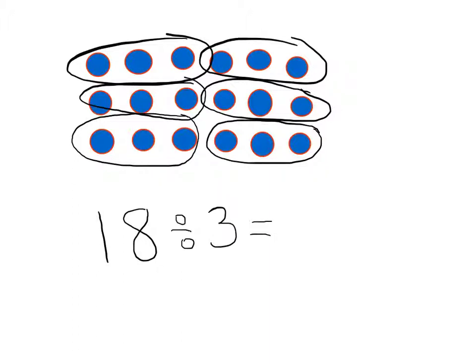So by just counting those, I could say that we have 1, 2, 3, 4, 5, 6 groups. So 18 split into groups of 3, there we can pull out 6 total groups.